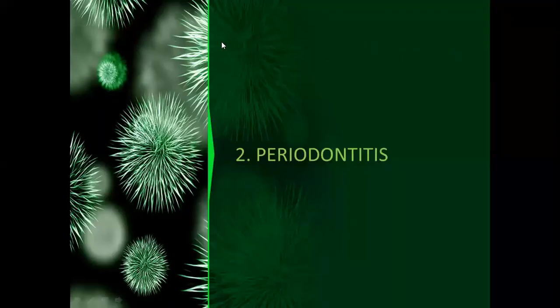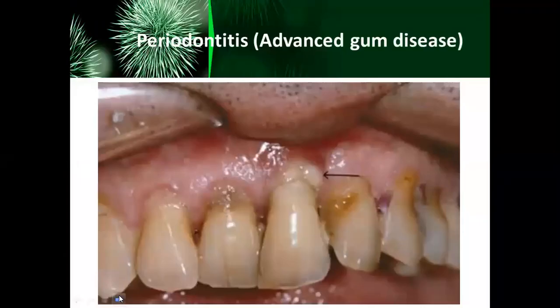Okay, so let's now jump into periodontitis. I think I explained this before, and I said it's like an extreme form of gingivitis, because now both the gums and other surrounding tissues are inflamed. So periodontitis, as I said, is basically an advanced gum disease.